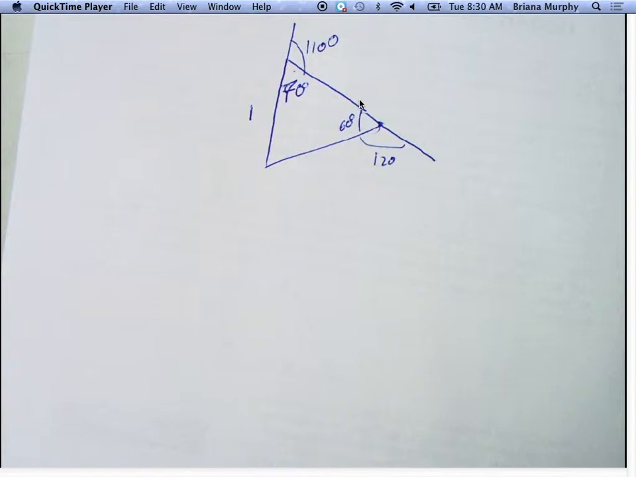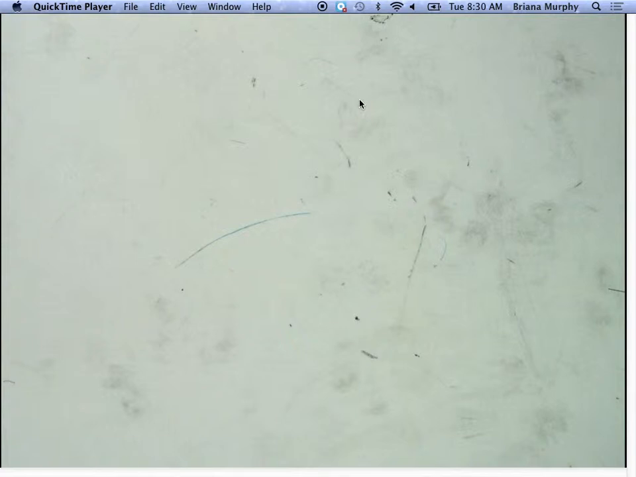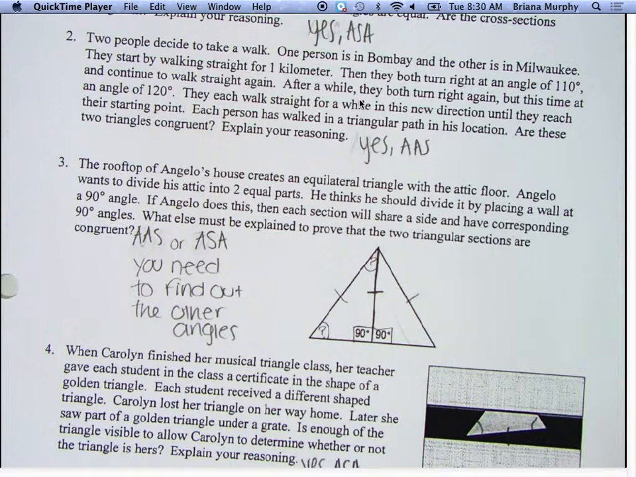Number 3. The rooftop of Angela's house creates an equilateral triangle with the attic floor. Angela wants to divide his attic into 2 equal parts. He thinks he should divide it by placing a wall at a 90-degree angle. If Angelo does this, then each section will share a side and have corresponding 90-degree angles. What else must be explained to prove that the 2 triangular sections are congruent?